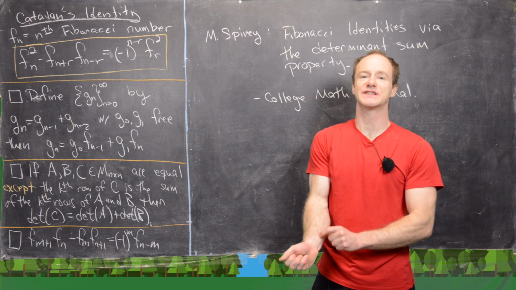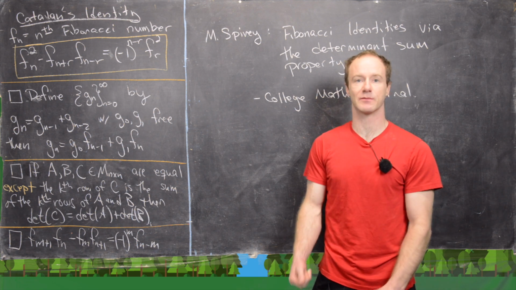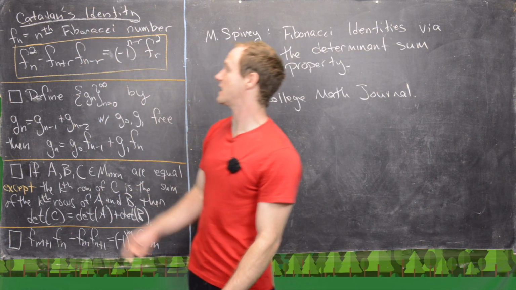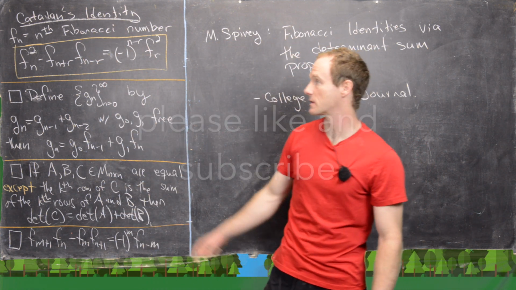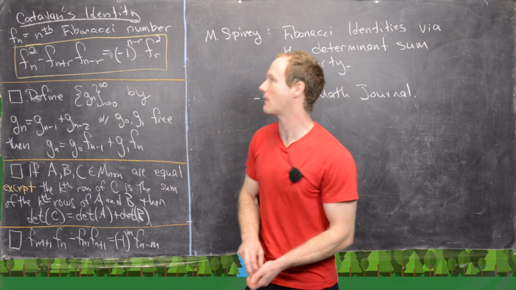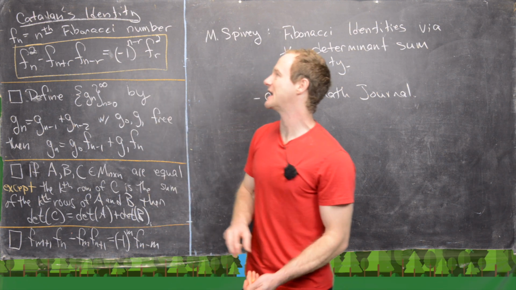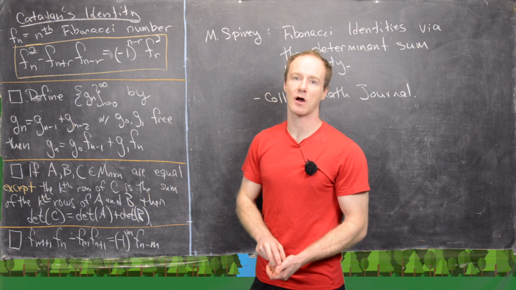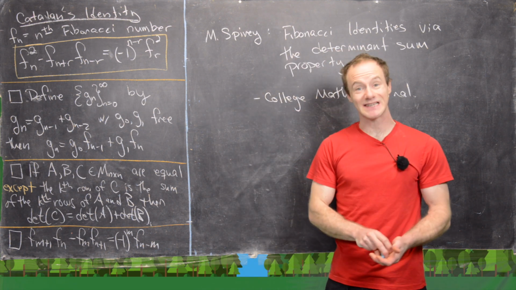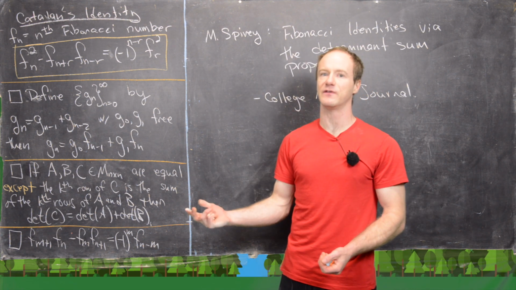Here we're going to look at an interesting identity involving Fibonacci numbers. It's called Catalan's identity. And it says that if we have Fn to be the nth Fibonacci number, Fn squared minus Fn plus r times Fn minus r equals minus 1 to the n minus r times Fr squared. And this is a generalization of Cassini's identity, which we proved in a previous video.